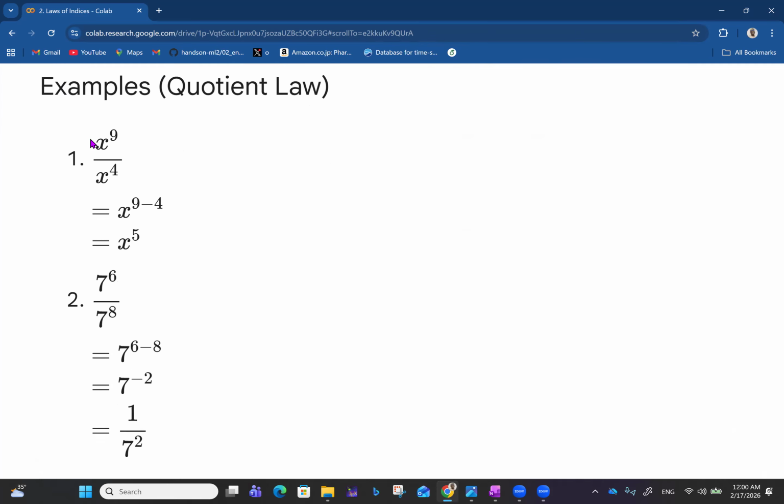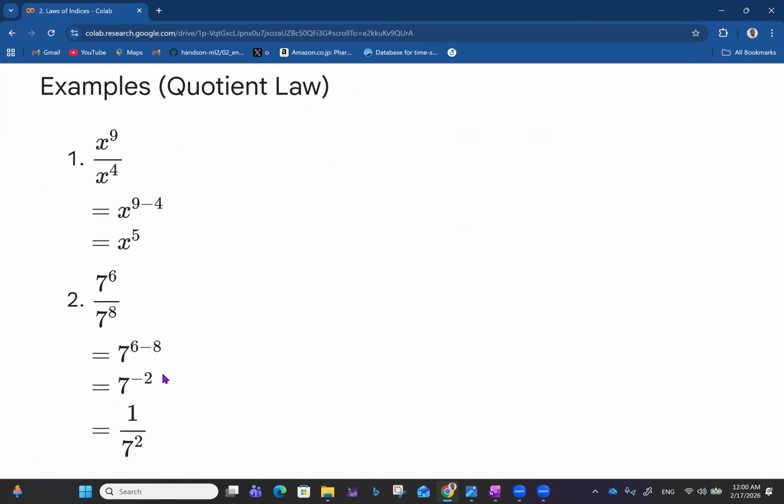For the quotient law, you have x raised power 9 over x raised power 4. That is equal to x raised power 9 minus 4, which is x raised power 5. On the other hand, we have 7 raised power 6 all over 7 raised power 8. That means we just have 7 raised power 6 minus 8, which is 7 raised power minus 2, because 6 minus 8 is minus 2.